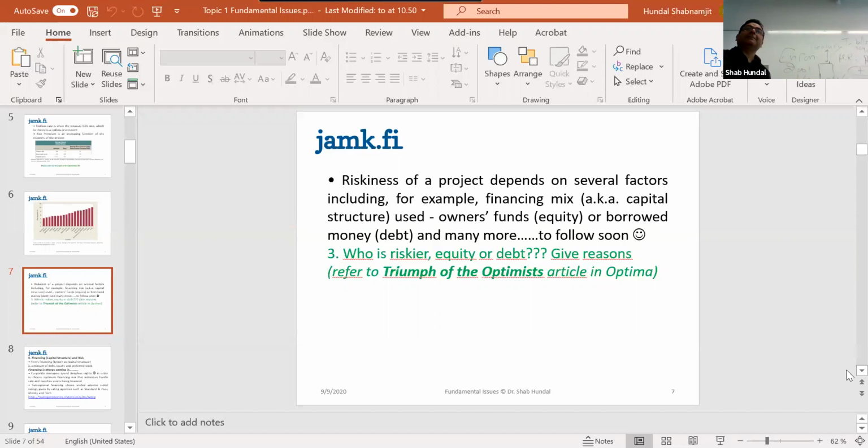Any other point apart from leadership? Yes, sir? What is the project? You want to say the nature of project. Can you say something more about the nature of project? If Apple wants to build a new computer, it's not another project. Yeah, that's a good point.